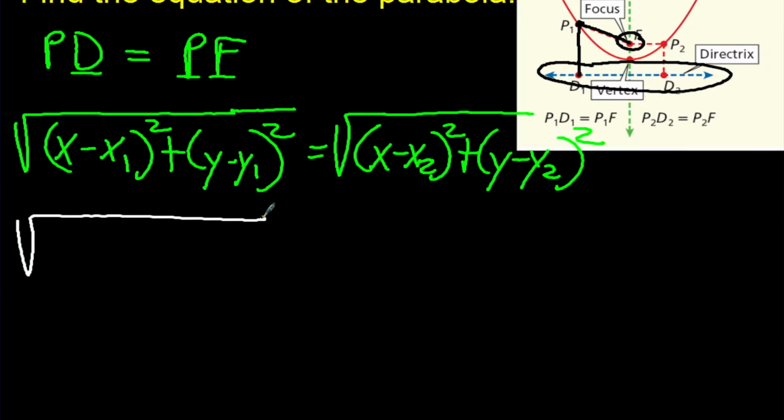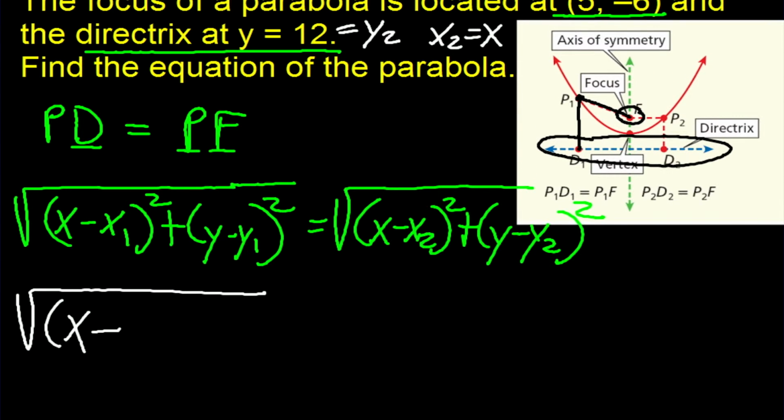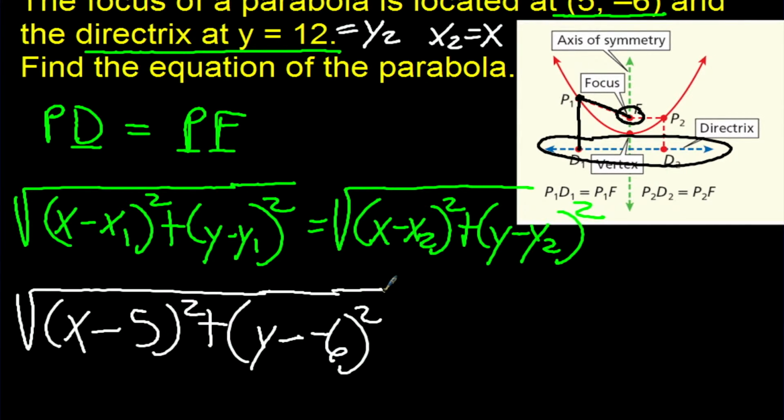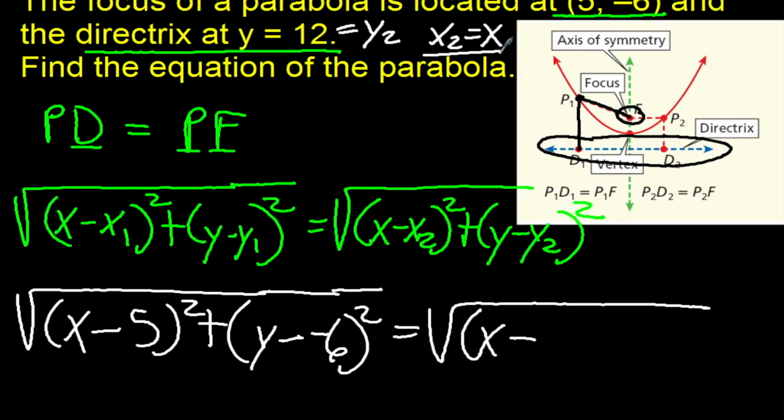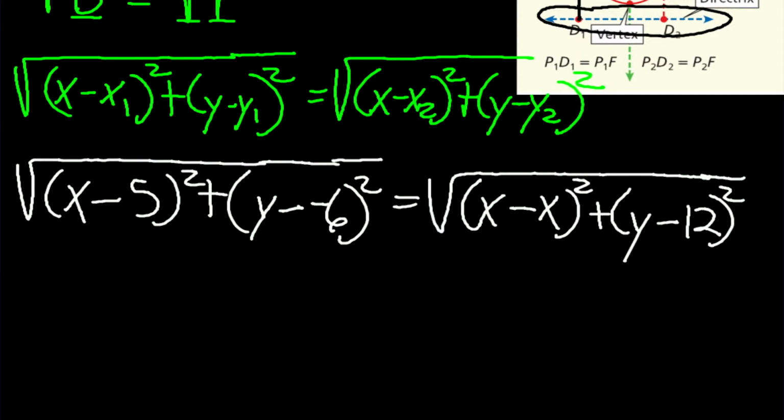Now we're going to use substitution and substitute those values into my distance formula. So I'm going to have the square root of (x minus 5) squared plus (y minus my y sub 1, which we said was -6) quantity squared, and that's equal to the square root of (x minus, and we said my x sub 2 was equal to x because we didn't really have a value) quantity squared, plus (y minus my y sub 2, which is going to be the equation of my directrix, y equals 12), so it's going to be (y minus 12) quantity squared.